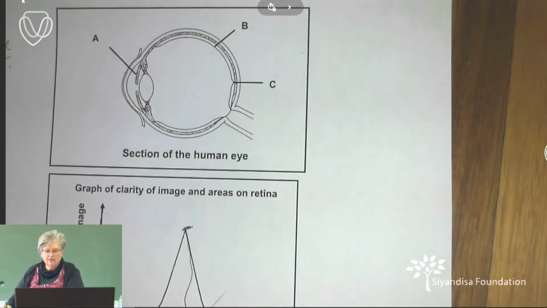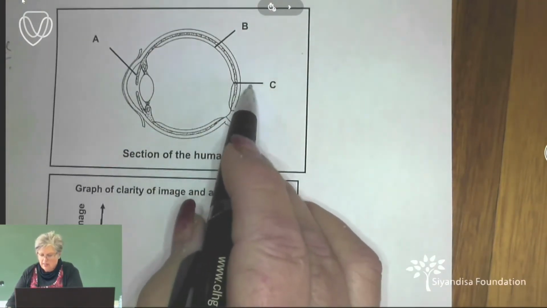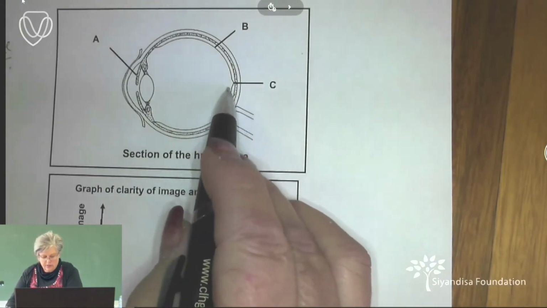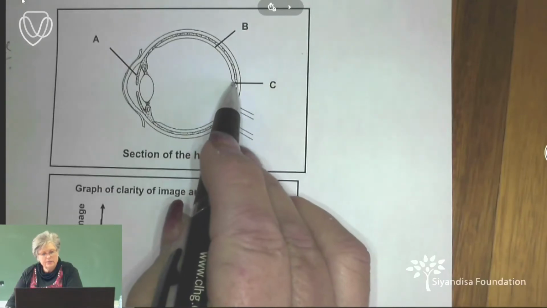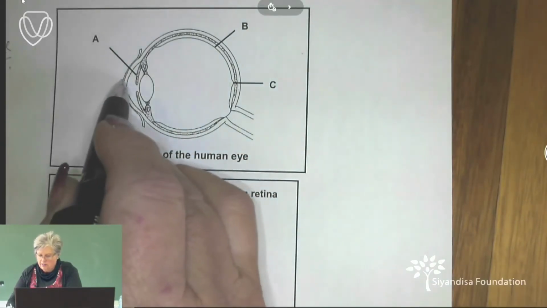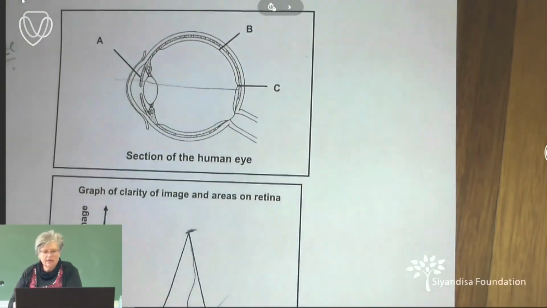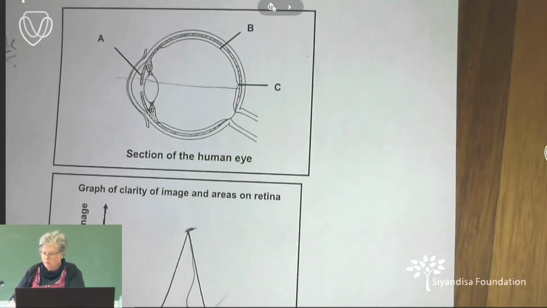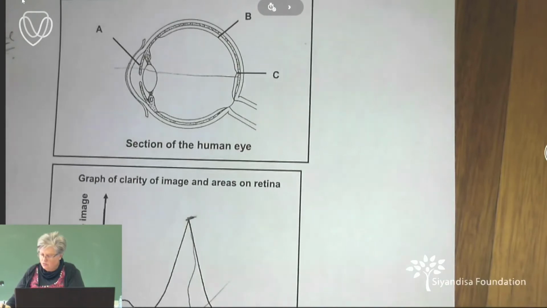Simple answer at the end of the day. C is where my yellow spot is. My yellow spot has the greatest amount of cones, so this is the best, clear place for focusing. So if the light comes in here and it bends, it should focus on there to make sure that we have a clear image.